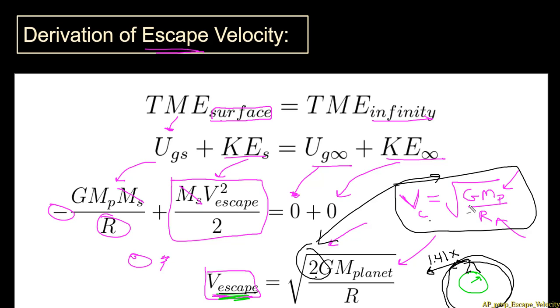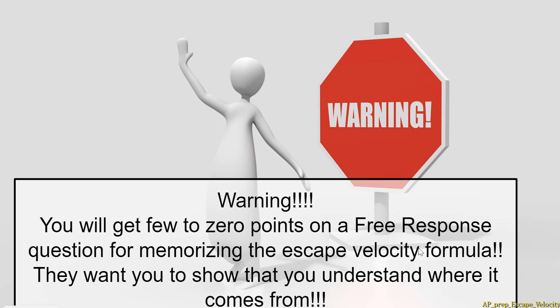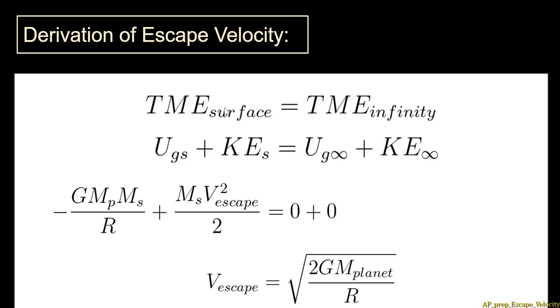If the planet problem is one of the 3 free response questions, definitely don't just slap that formula down, because the rubric gives you a free point for saying TME equals TME, and a point for understanding that there's no kinetic energy at infinity. There are all kinds of points here, and if you just plop this down, you're going to get nothing. So show the work. This is not a hard proof.